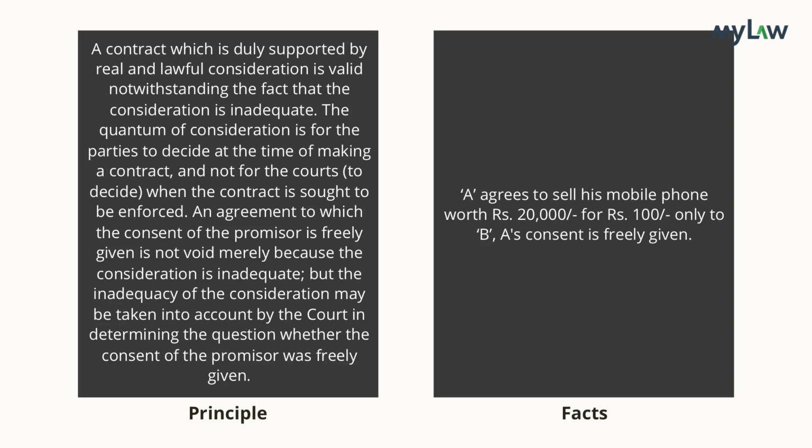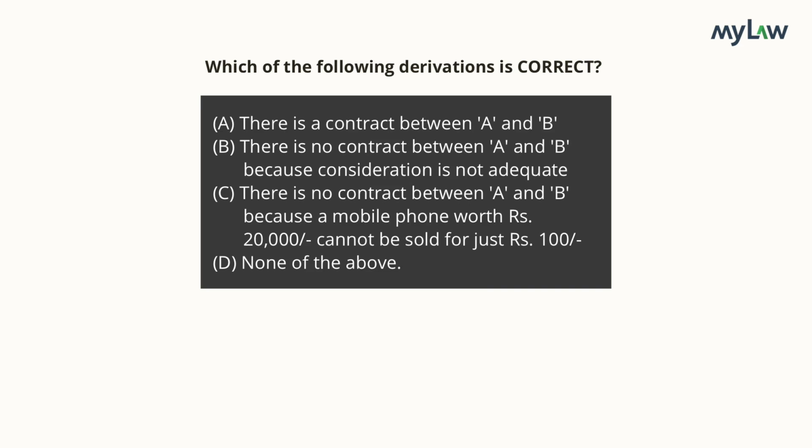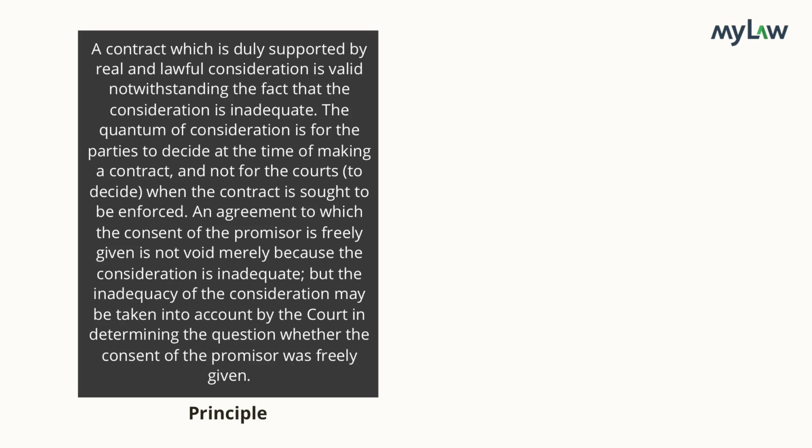Facts. A agrees to sell his mobile phone worth rupees 20,000 for rupees 100 only to B. A's consent is freely given. Which of the following derivations is correct? A. There is a contract between A and B. B. There is no contract between A and B because consideration is not adequate. C. There is no contract between A and B because a mobile phone worth rupees 20,000 cannot be sold for just rupees 100. Or D. None of the above.